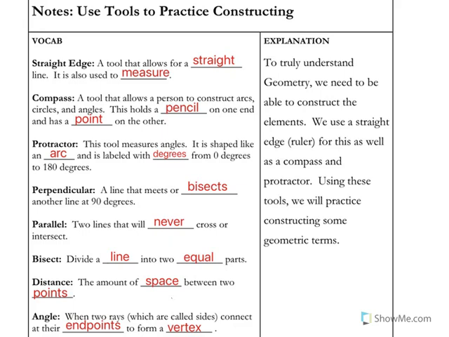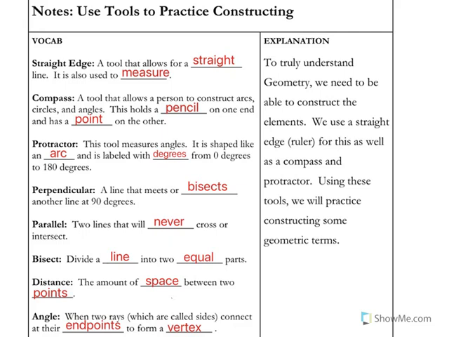So we begin with a straight edge. A straight edge is a tool that allows for a straight line. It is also used to measure. We have in the past called this a ruler. So that is one version of a straight edge, but there are several, and that's why we call it a straight edge instead of a ruler.